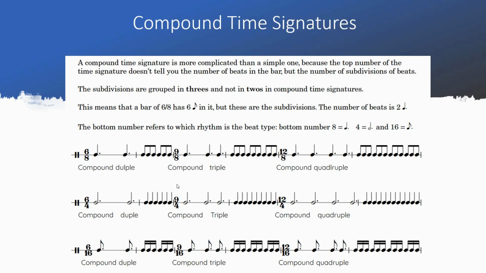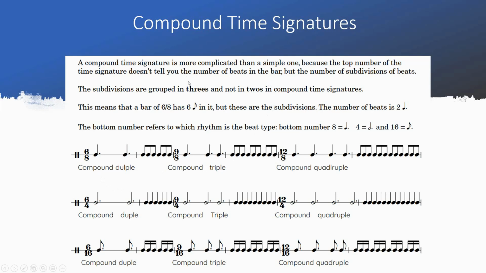Now, there is a similar layout of time signatures to the simple ones. So there are 3 different beat types. The most common one by far is something over 8. Now, 6/8, 9/8 and 12/8 are all compound time signatures. So what makes a compound time signature compound?